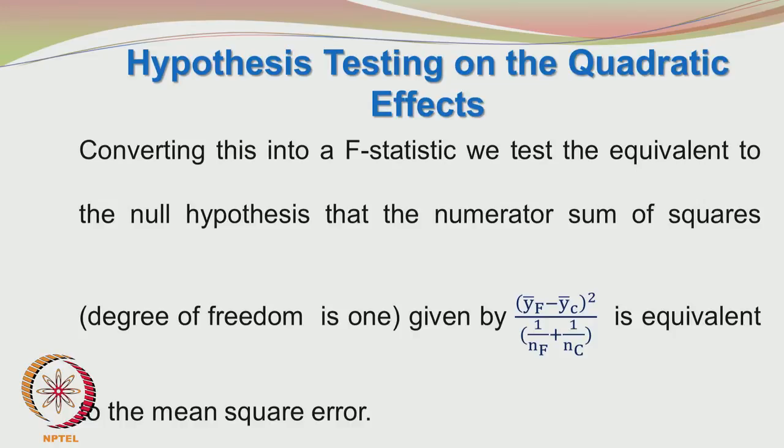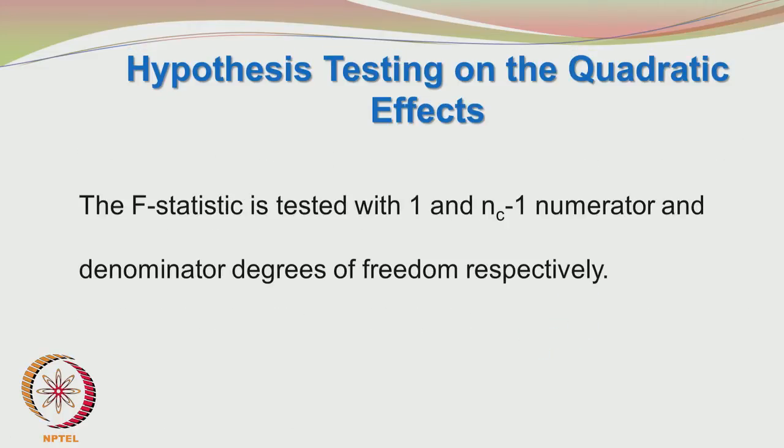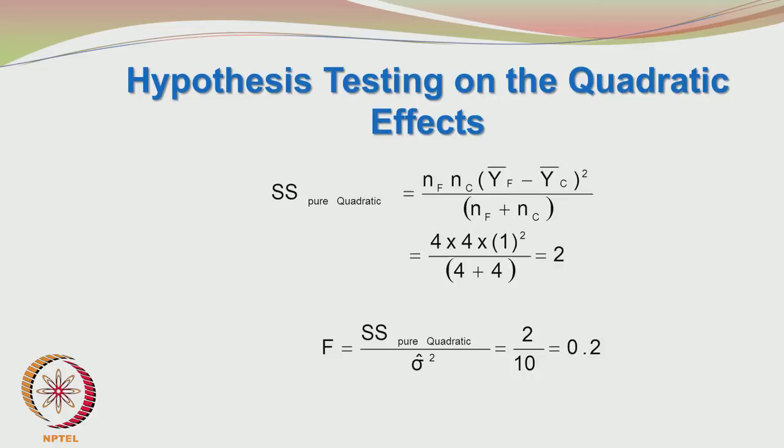So, converting this into an f statistic, we test the equivalent to the null hypothesis. The numerator sum of squares has degrees of freedom 1, given by y bar f minus y bar c whole squared by 1 by nf plus 1 by nc, and the denominator is equivalent to the mean square error. So, this f statistic is tested with 1 and nc minus 1 numerator and denominator degrees of freedom respectively.